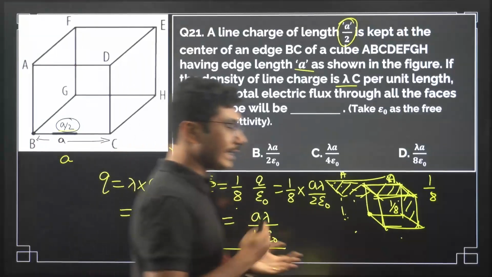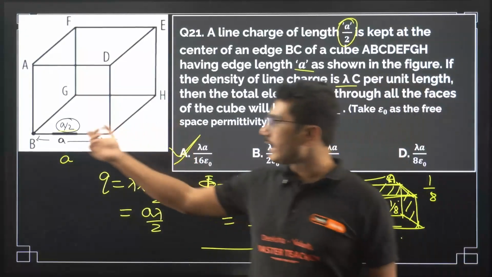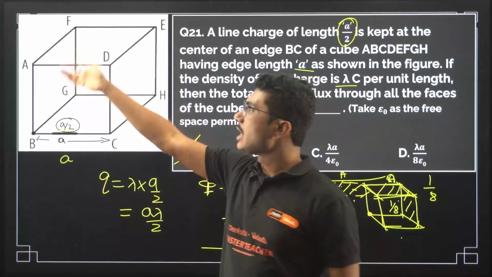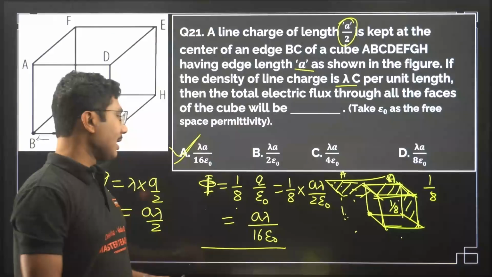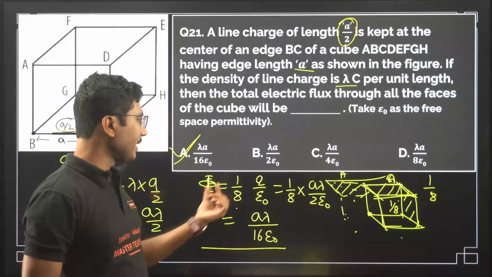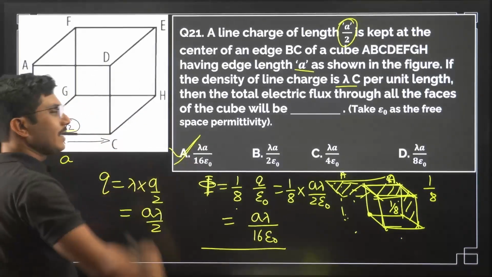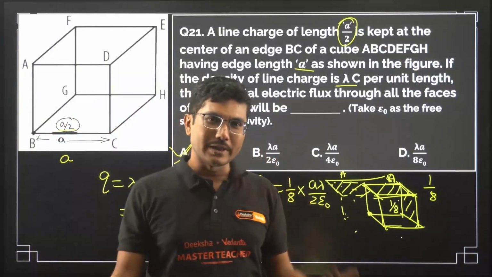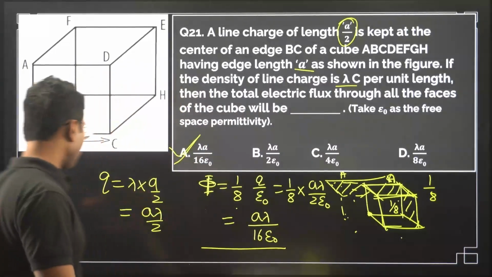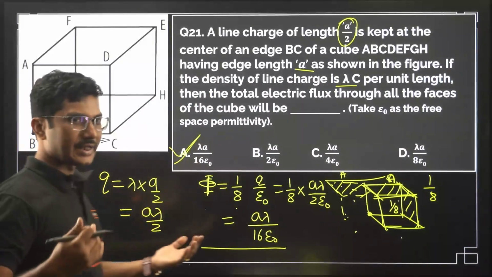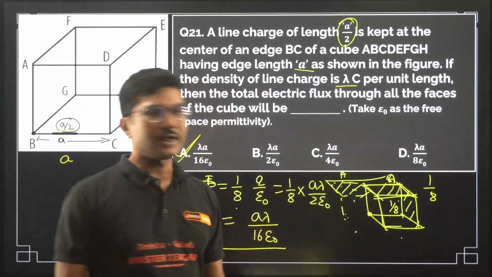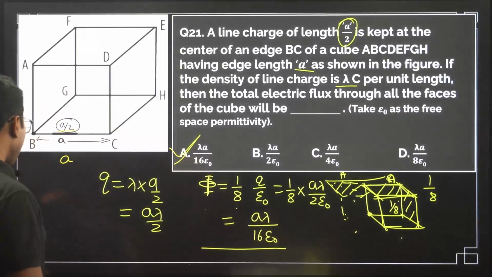If the charge is located at any one of the edges or corners, no matter where, if you are finding the total flux, it will be 1/8 of Q by epsilon naught. If it goes inside, then the total flux will be Q by epsilon naught. That's simple. In case of edges, you have to consider the edge effect. That's why you have to construct a bigger system, right?